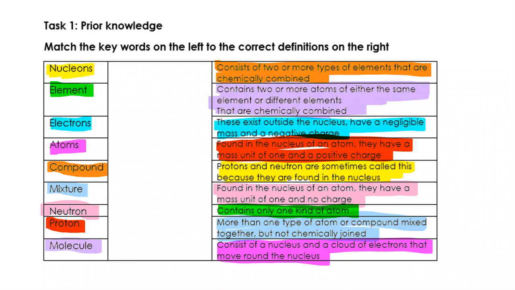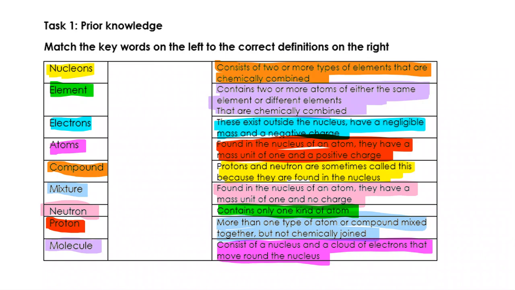And then we have got molecule. Now, if you take a look at molecule and take a look at compound, you will see that there are similarities, but there is a significant difference. A molecule is 2 or more atoms that are chemically combined. Remember, a compound is 2 or more types of atom chemically combined. So a molecule can be an element.